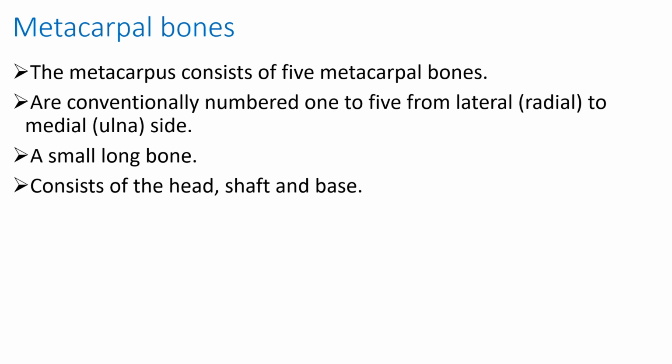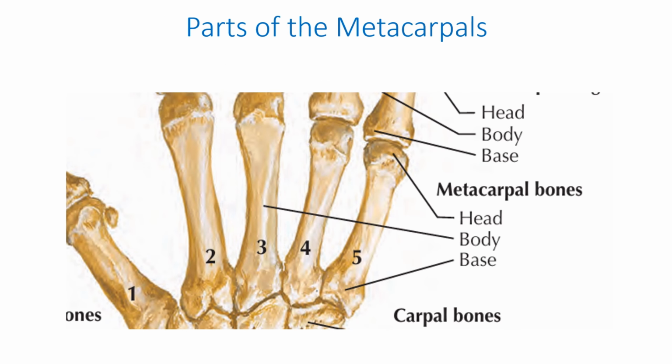There are 5 metacarpal bones on each side, giving us a total of 10, and they are numbered 1 to 5 from lateral to medial side. The type of bone is a long bone. Here is a diagrammatic representation of the metacarpal bones. Here we have the carpal bones, the metacarpals, and then the phalanges. The metacarpal bones are conventionally numbered 1 to 5 from the radial or lateral side to the medial side.